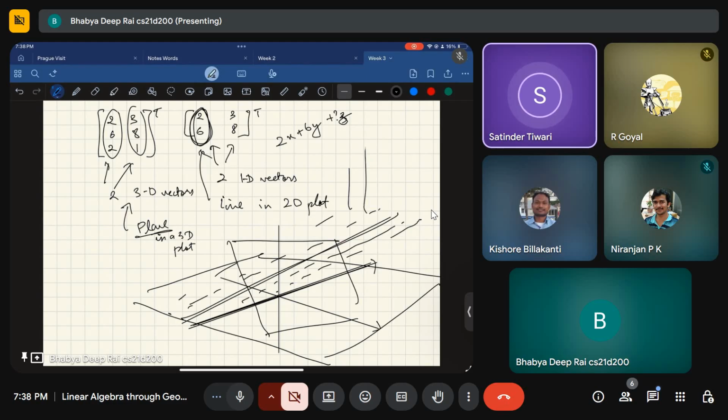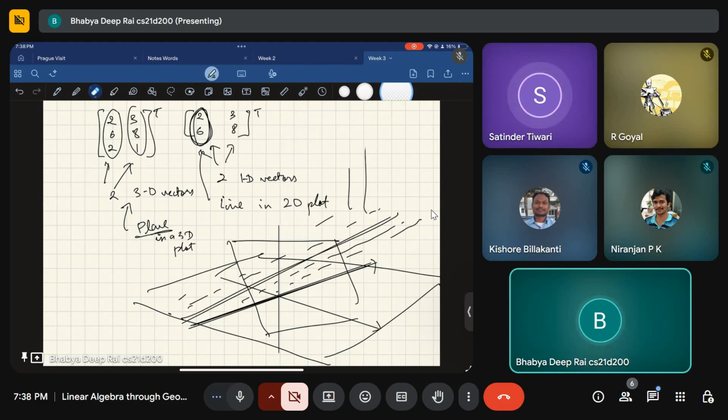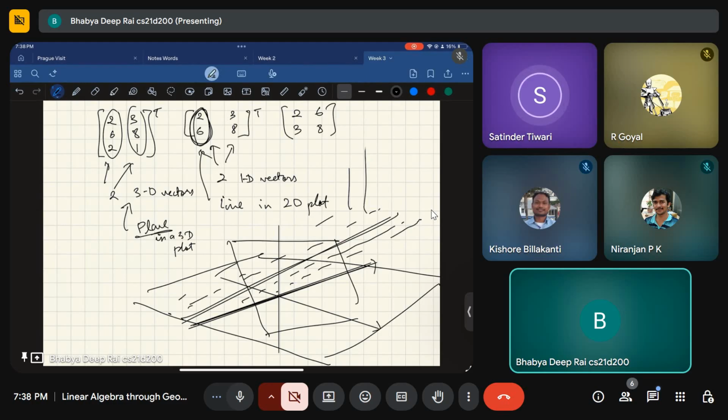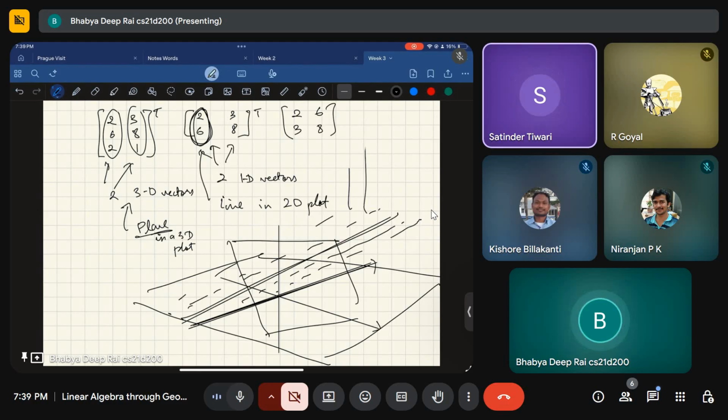Sir, what I was thinking about what has been written over there, 2 6 2 and 3 8 1. If I take the transpose, it will be 2 6 2 row-wise and 3 8 1 column-wise. I'm visualizing that in two dimensions we are getting 3 points. I think you're representing 3 points in 2 dimensions with the transpose, maybe, because I don't have the idea for that geometrically.